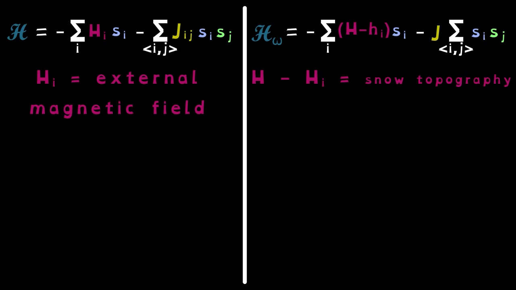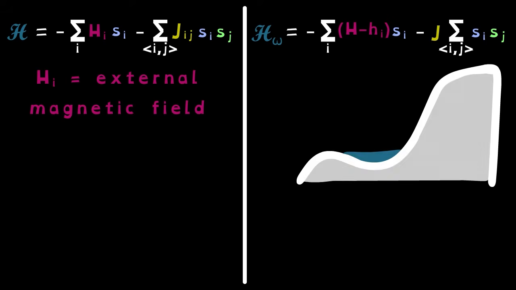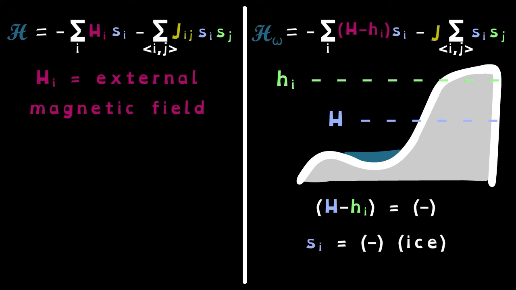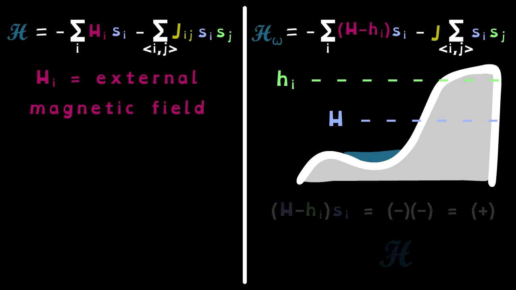Specifically, we have h minus h_i, where h is an initial reference height. Gravity dictates that melt ponds form in the lower areas and ice forms at the peaks since it hasn't melted yet. Thus, if the height is more than the reference height, then h minus h_i is negative, and if the type of the square is ice, which has s_i = -1, then the negatives cancel out and the energy is reduced.